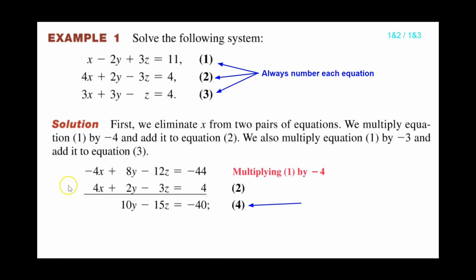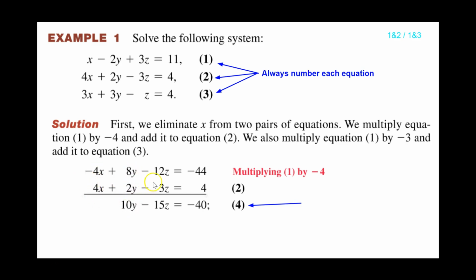Now if I add these two, it does not matter. I know in 9.1 I said it's always best to add. You can subtract the equations too, it doesn't matter, but just pick addition or subtraction to make sure some letter gets eliminated. So if I add these two together, the x's go away.